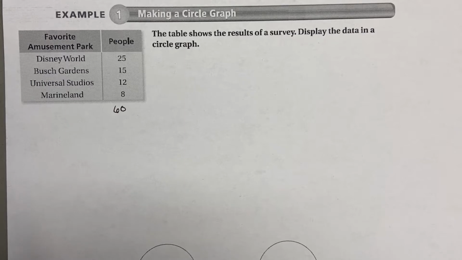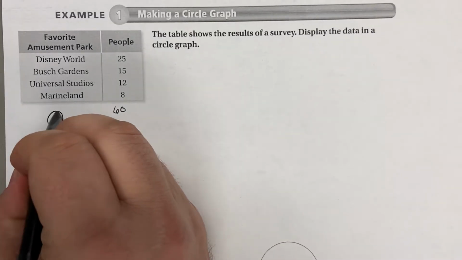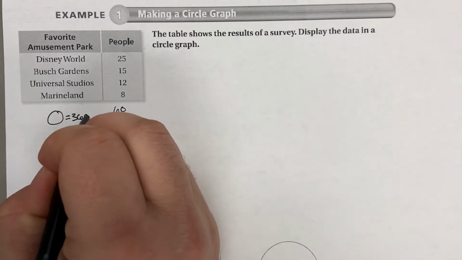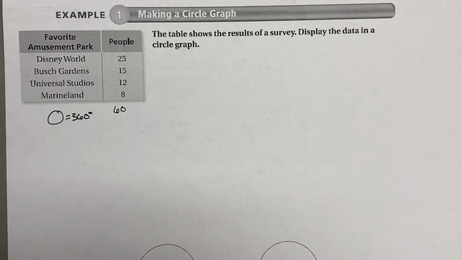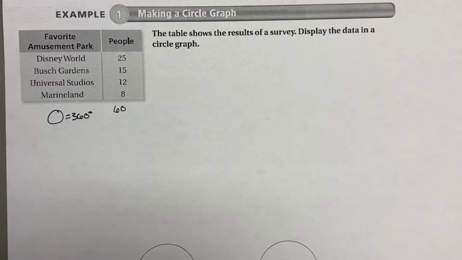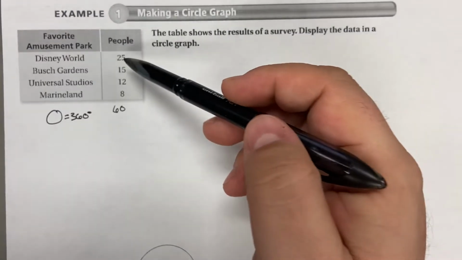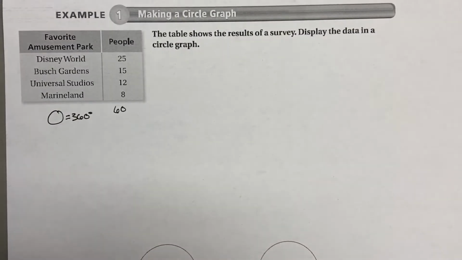Now, how does that turn into a circle graph? That's the part we're working on. Well, circles have 360 degrees. That's a fact that we have to know. So with that, we can figure out how to break down a circle into a circle graph by deciding how many of these people equates to how many degrees of the circle.